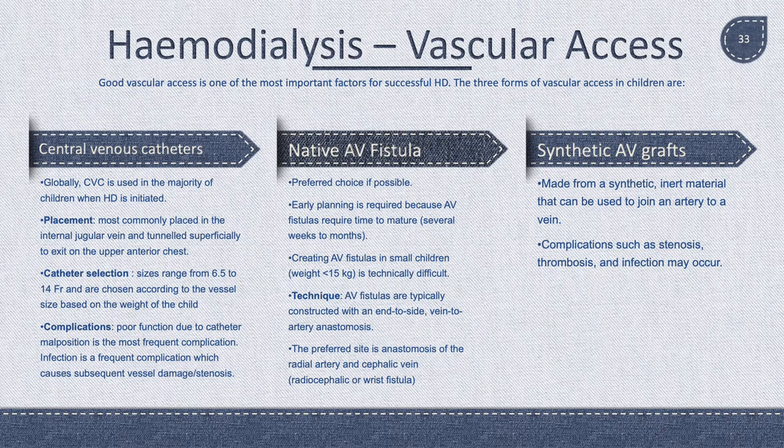Vascular access is one of the most important factors for successful HD. Three forms of vascular access are available in children and include the central venous catheters. Globally, this is used in the majority of patients when HD is initiated. It is most commonly placed in the internal jugular vein and tunneled superficially to exit from the upper anterior chest. Sizes of the catheters range from 6.5 to 14 French and are chosen according to the vessel size and based on the weight of the child.